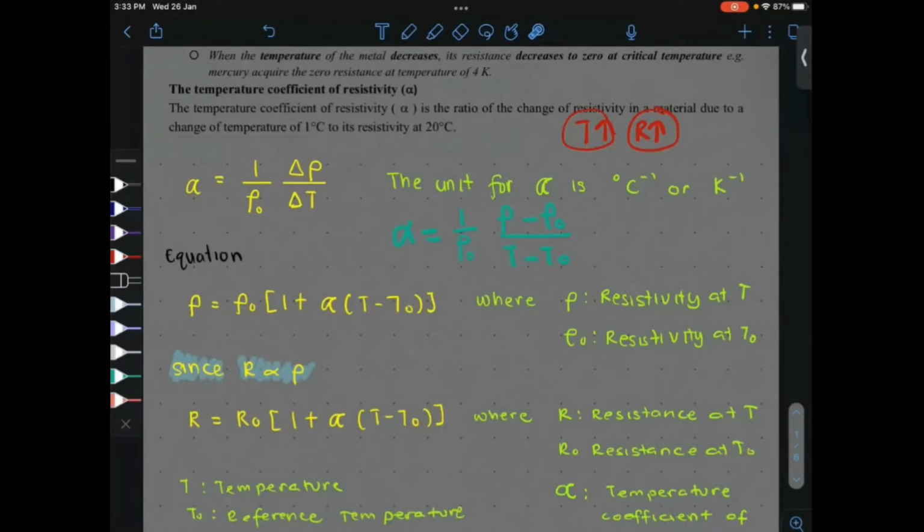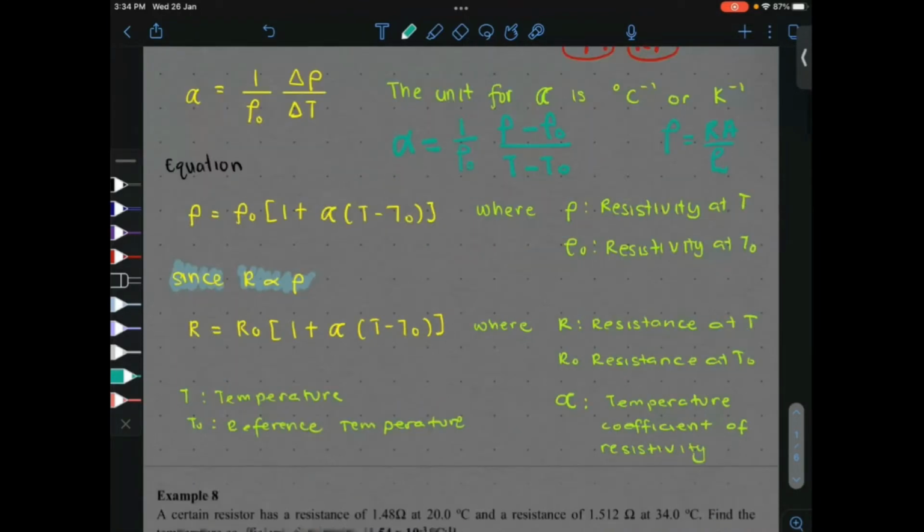Okay, since R is directly proportional to the resistivity, ini saya dah tunjuk berdasarkan equation yang kita tengok dalam video semalam, rho is equal to RA over L. So they are directly proportional. So this equation can also be written as resistance is equals to R naught bracket 1 plus alpha (T minus T naught) here. So ini dua-dua equation yang sama. It's just that when given the information on resistivity for different temperature, you can use the first equation. If given resistance, you use the second equation. Itu sahaja. Beza dia dekat sini.